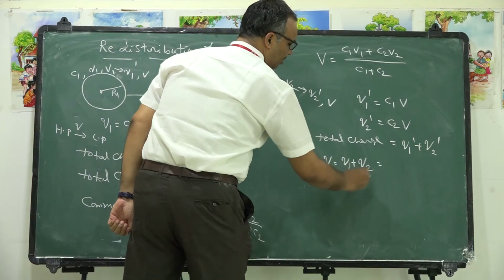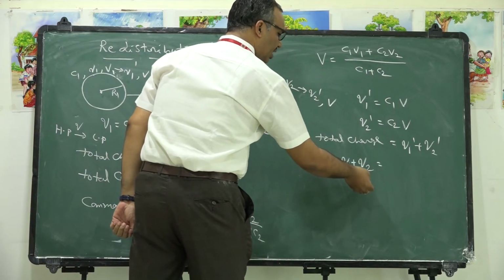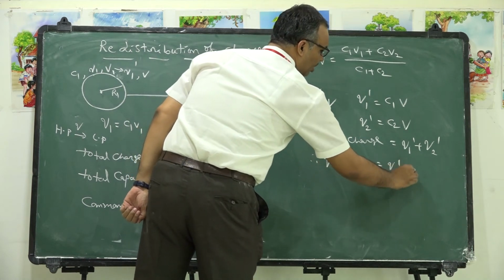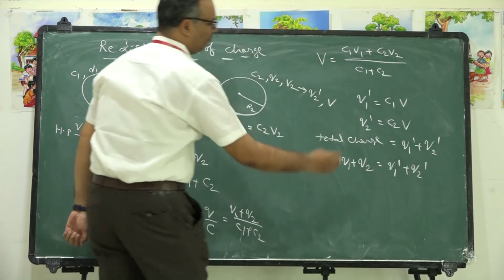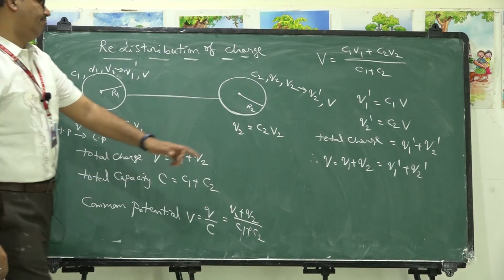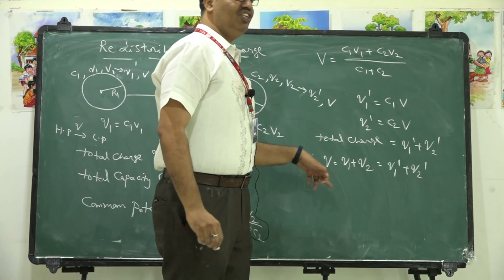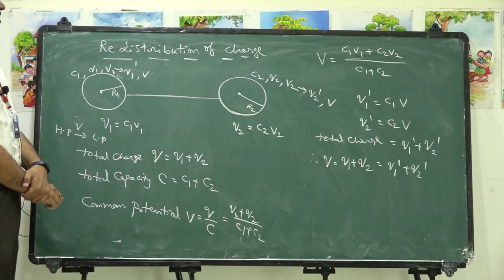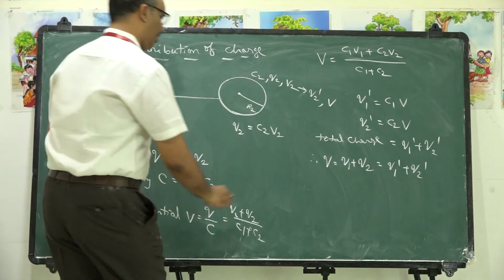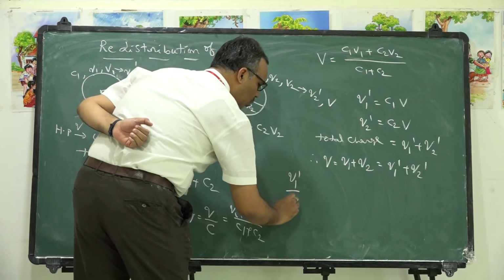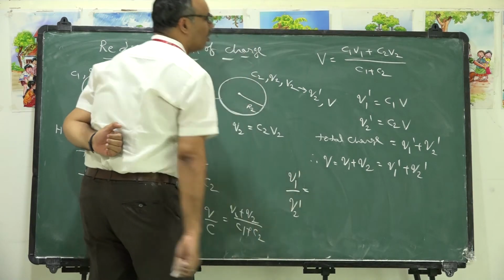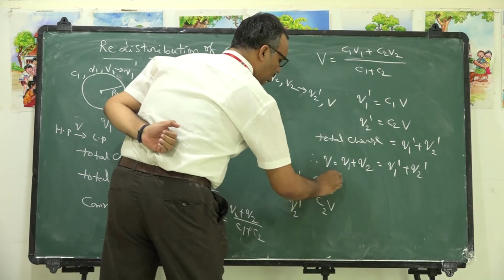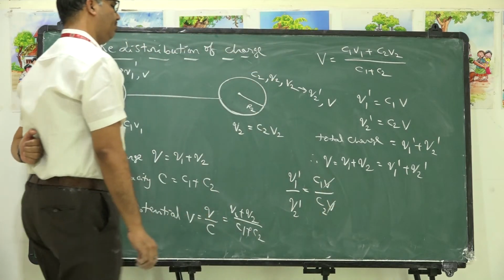Initially, it is like that. Q1 value may increase or decrease, Q2 value may increase or decrease. But finally, the total charge is equal to the total charge initial. So you can say like this, if I take Q1 dash by Q2 dash, that is nothing but C1 V by C2 V. This common potential gets cancelled.